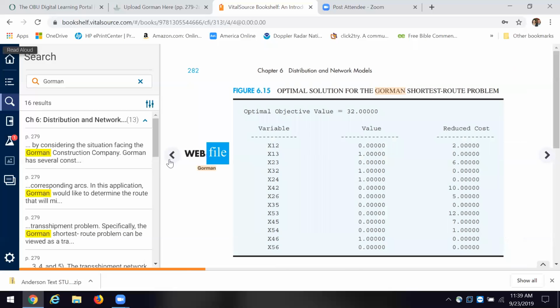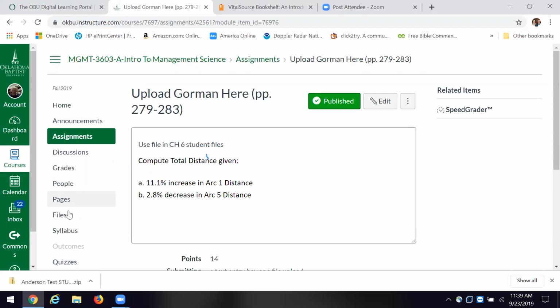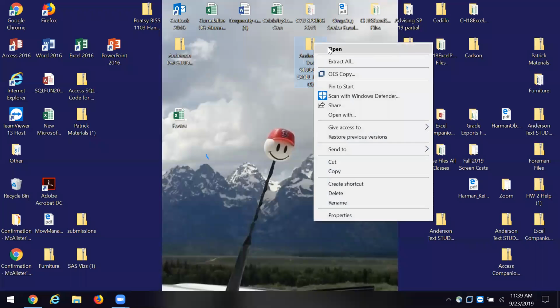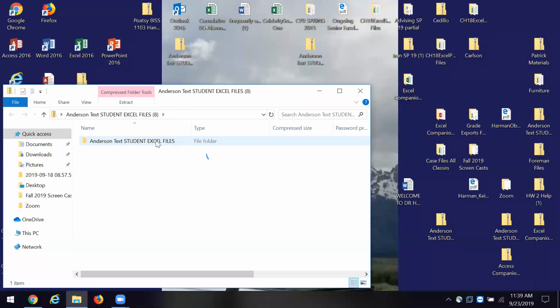So let's take a look at Gorman. And again, let's go back over into the files section. If you've downloaded the zip file already, which you should have, I think that's going to be in 6.